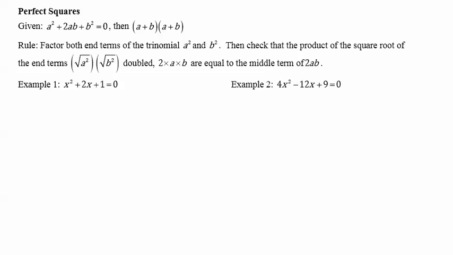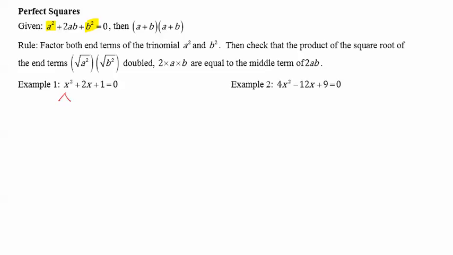How do we know that a trinomial is a perfect square? First of all, we look at our first and third terms, the first term and the last term. Just like when we use the shortcut method, let's look at the first example: x squared plus 2x plus 1.